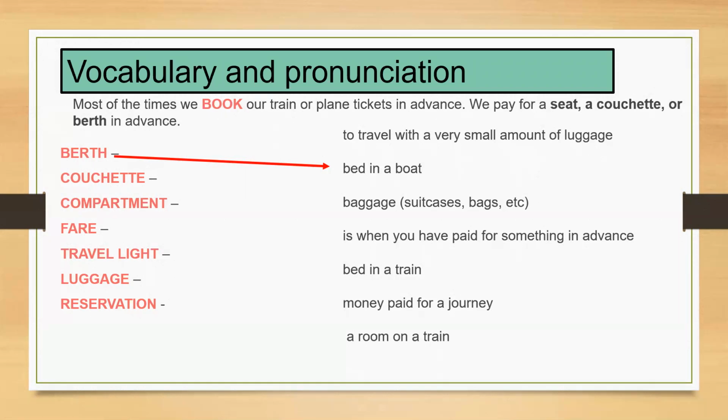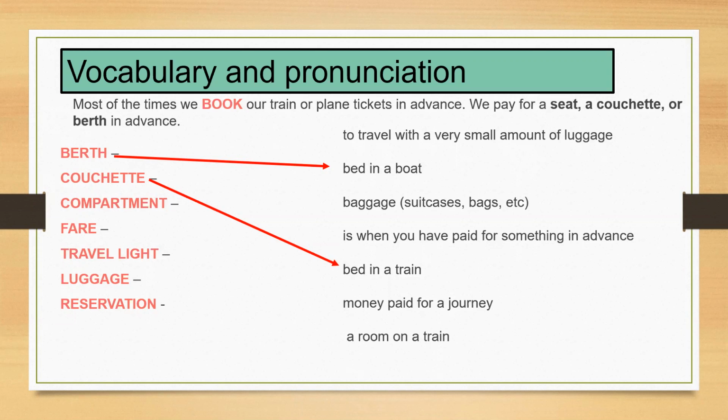What's a couchette? And the definitions that we have, what would you say? Is it a bed in a train? Is it the money that you pay for a journey? I think it's a room on a train. It's a bed on a train, ¿ok? Es como, ahora sí es como más la litera, como el espacio de la litera, ¿sí? That would be that one, ¿ok? A bed in train, ¿ok?